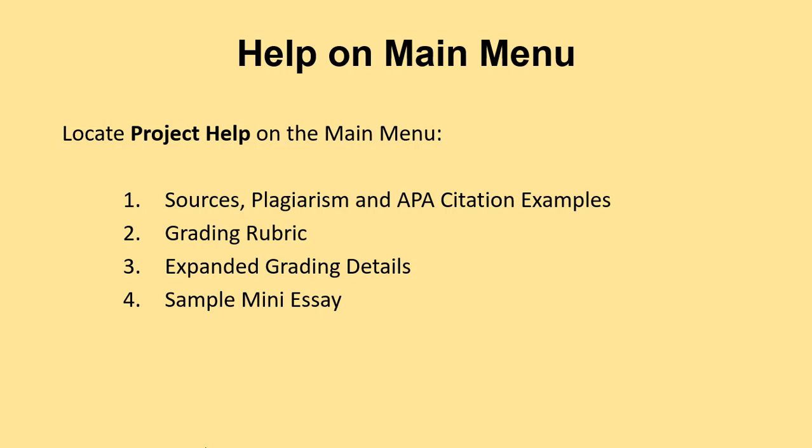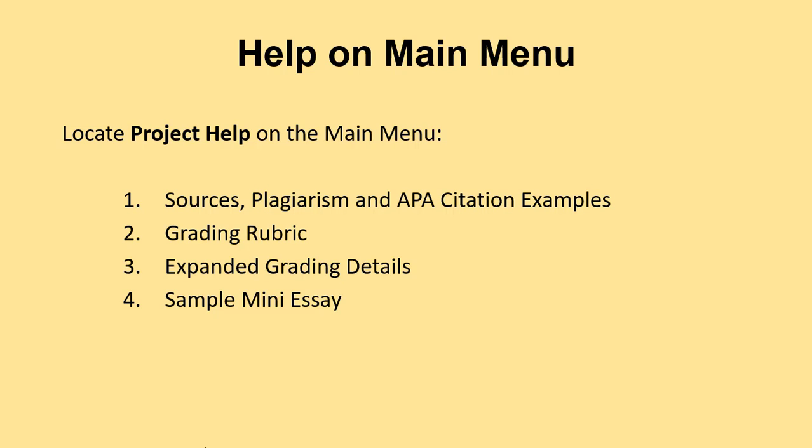So where can you get more help with this? Well, locate project help on the main menu. I put 4 items there that you might find really useful. The first is an article I wrote called Sources, Plagiarism, and APA Citation Examples. If you want to know more information about citing sources, how to avoid plagiarism, or how to cite a specific textbook, website article, YouTube video, go right to this document and you're going to find the help you need.